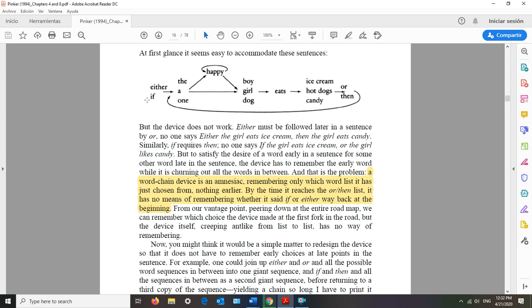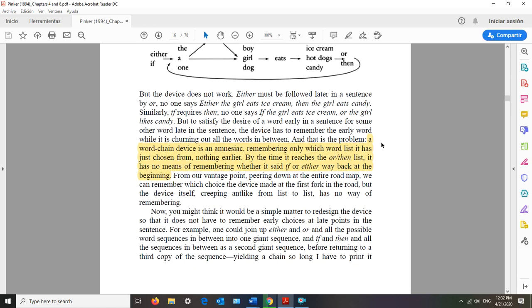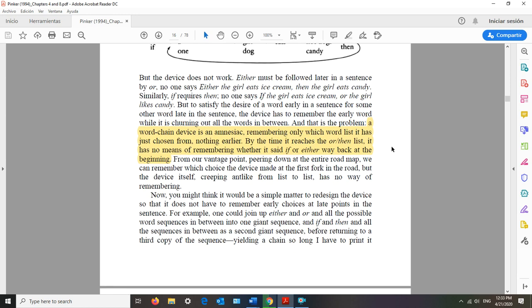Here is the employment of either or if way before the moment when the device must make a choice, here on the right. But as Pinker says, a word chain device here is an amnesiac, remembering only which word list it has just chosen from, nothing earlier. By the time it reaches the or then list, it has no means of remembering whether it said if or either way back at the beginning. So the possibility for subordination served Chomsky the purpose of proving that language is a lot more than working like a word chain device.